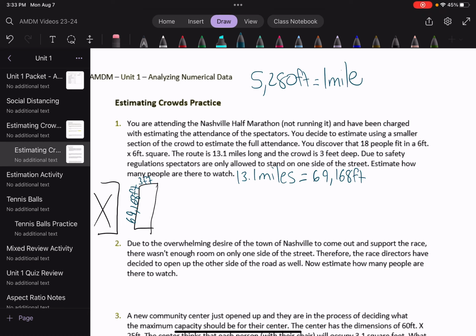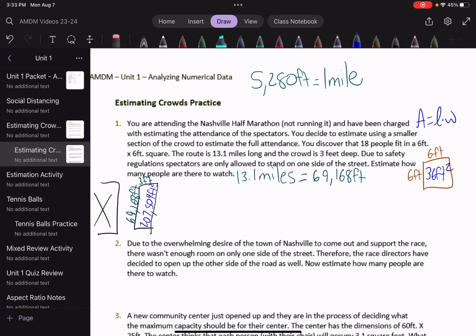We're comparing this to a 6 by 6 square. So the actual area of the square becomes 36 feet squared, because remember, area is equivalent to length times width. If that's the case for area, we need to also find the area of the spectator stance. So I'm going to do that 69,168 and multiply it by the depth of 3. So I know I'm looking at just one side, and on one side, the area of the space is 207,504 feet squared.